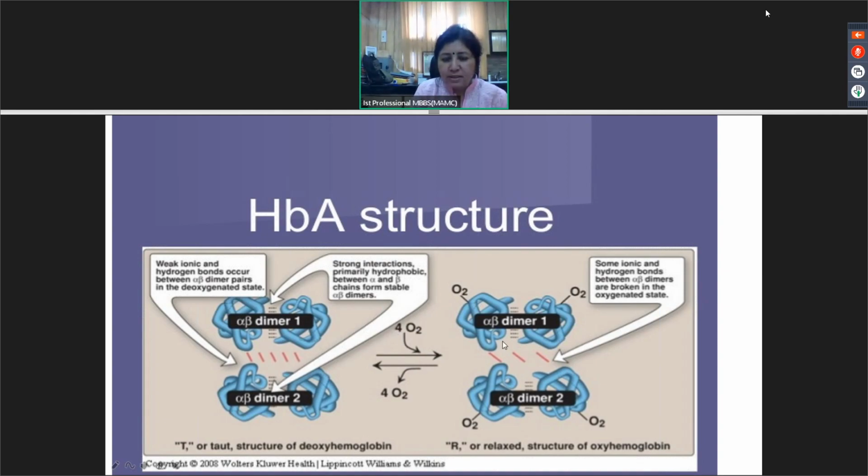And as the oxygen moves in, it forms a bond with the iron, the 6th coordinate bond with the iron. So there is breakage of these salt bridges. Okay. And the 4 heme moieties, they get oxygenated.